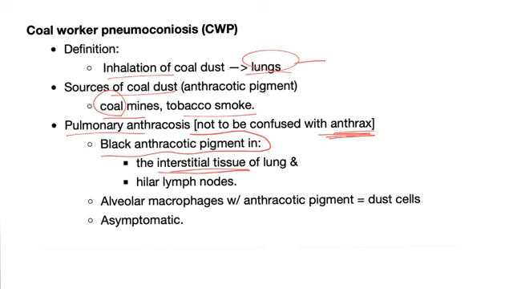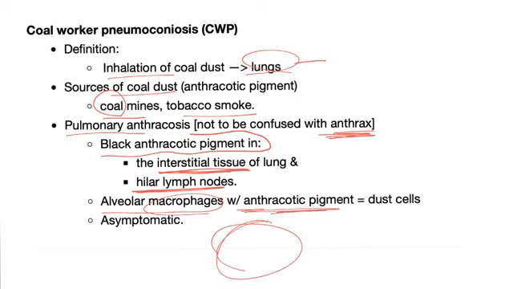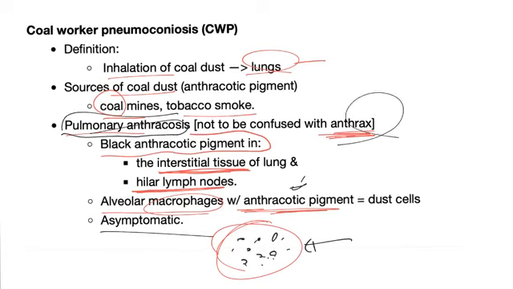You'll find interstitial tissue of the lung inflamed, and it will involve the hilar lymph nodes. Alveolar macrophages plus anthracotic pigments within them. So here is the macrophage, and here is some anthracotic dust, and this is called a dust cell. So a dust cell is a macrophage. When it has dust, we call it anthracotic pigment inside of it. Usually asymptomatic. Pulmonary anthracosis is not anthrax.